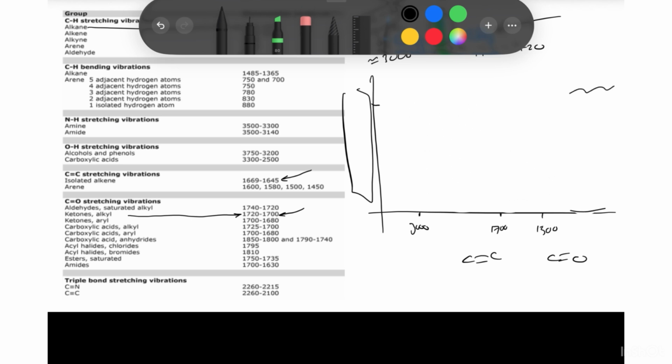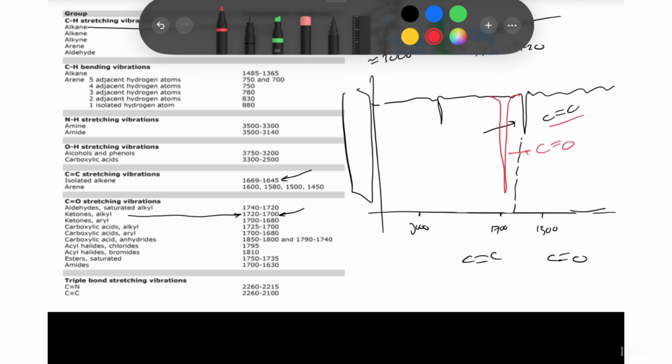I want to explain it. For example, if we have a small peak that appears like this, and this peak appears at 1600, then this one belongs to the C double bond C. But if you have another peak at 1700, it belongs to the C double bond O. So there's a small difference in their frequencies, but the shorter peak belongs to the C double bond C, which means it has a low intensity. The absorbance is not that much in this case.